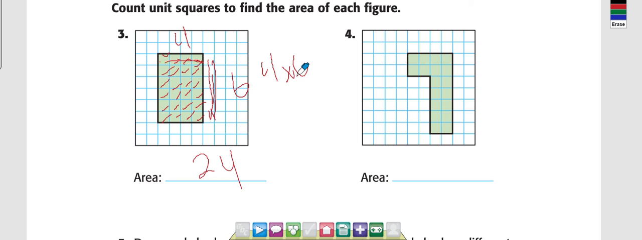However, this shape right here, I can't do that, can I? Multiply one side times the other side, because is this a rectangle or a square? Number 4? No. Now this one I just have to count all the squares inside. 1, 2, 3, 4, 5, 6, 7, 8, 9, 10, 11, 12, 13, 14, 15, 16, 17, 18.